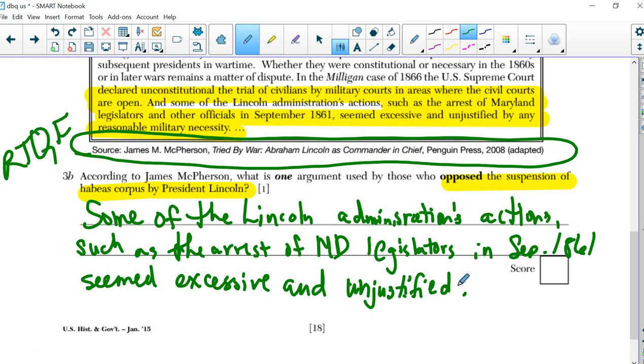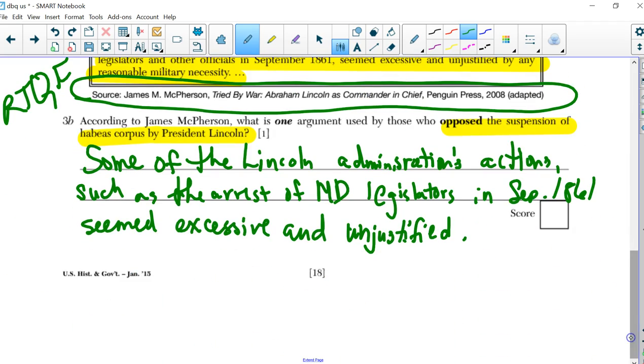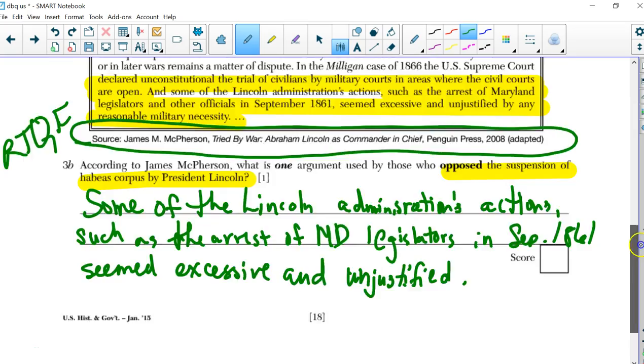Okay, so are there a couple other things in here you could use? Yes, absolutely. This is probably the most straightforward one, and it's easy to flip around and quote directly and put into your essay. Okay, some of the Lincoln administration's actions, such as the arrest of Maryland legislators in September 1861, seemed excessive and unjustified. So they thought that the administration was doing things that were completely unjustified and could not be backed up by the Constitution.